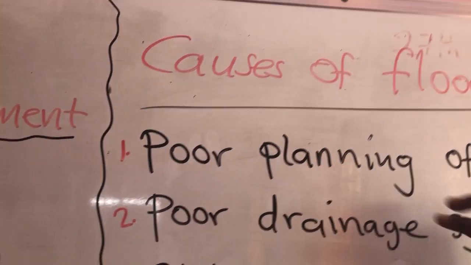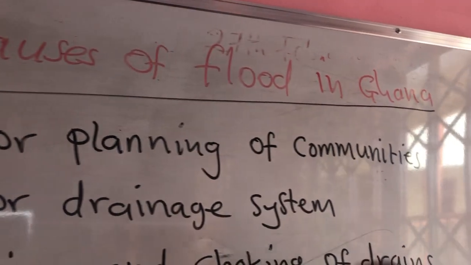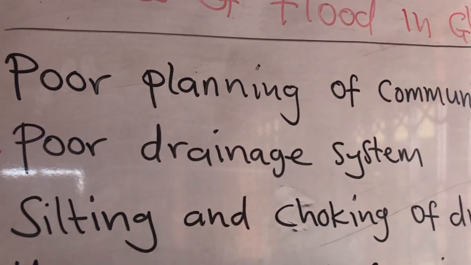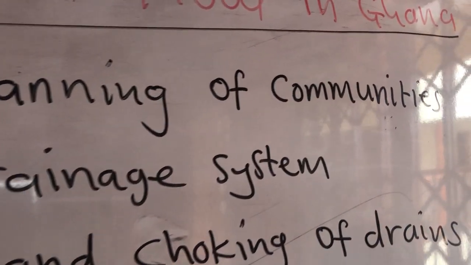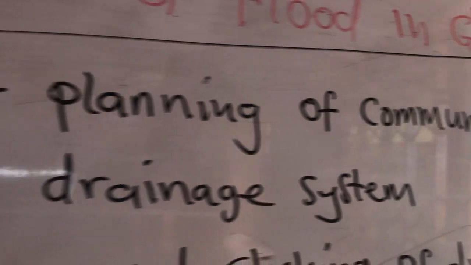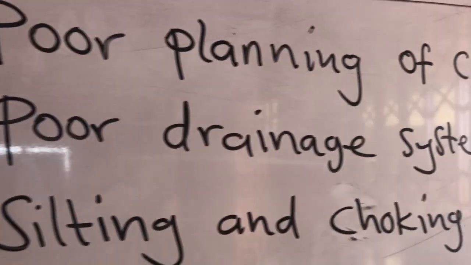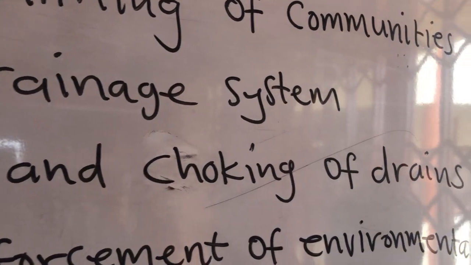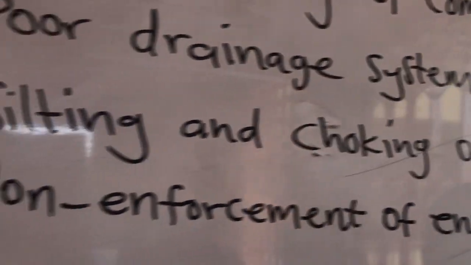One is poor planning of our communities. Two, poor drainage system. The third one is silting and then choking of drains. Our gutters are choked, so rainwater doesn't have access to our drains because they are all choked. And the next one is the non-enforcement of environmental laws. We overlook certain laws and we allow people to do what they like.